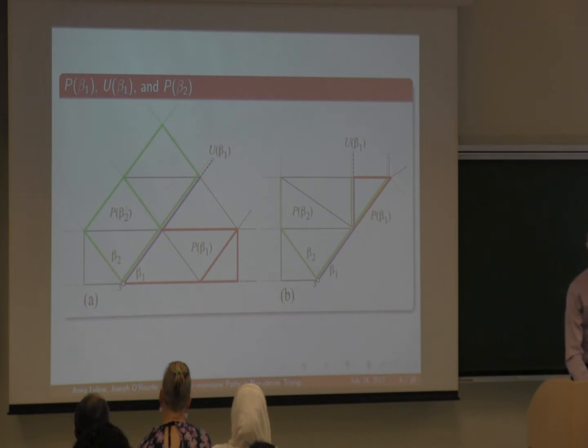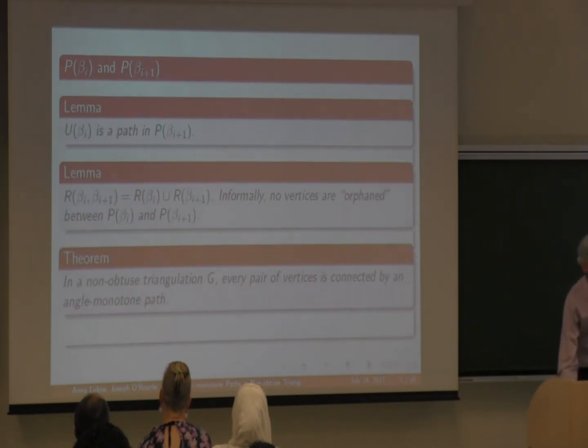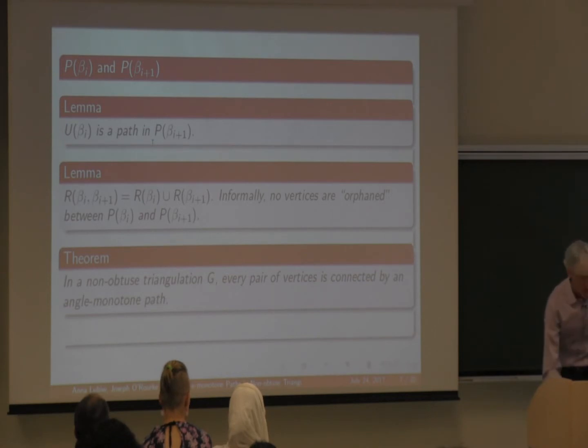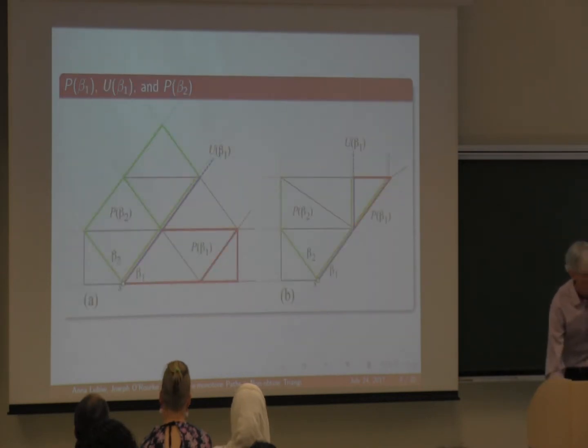And the important lemma here is that the upper path in beta I is a path in beta I plus 1. In other words, they overlap. So if you go here, this purple curve, which is the upper one of the beta 1, is a path in beta 2, so that there's overlap.